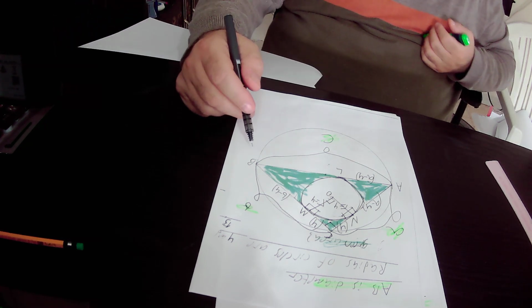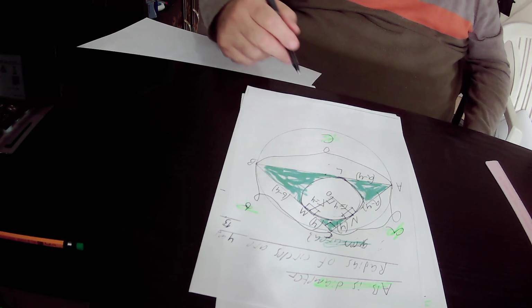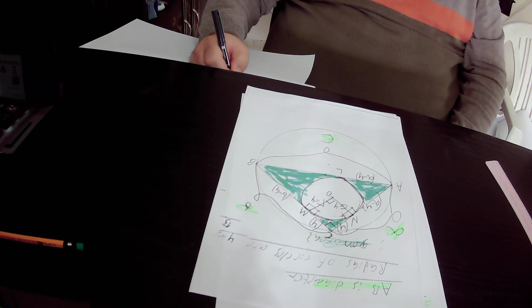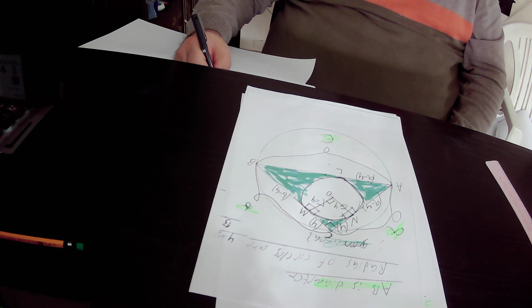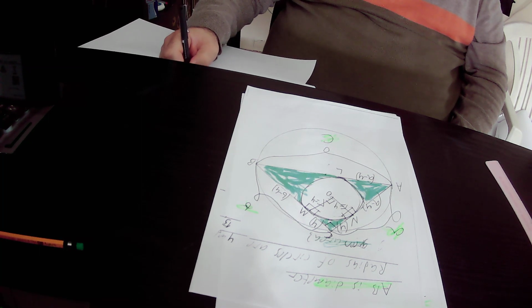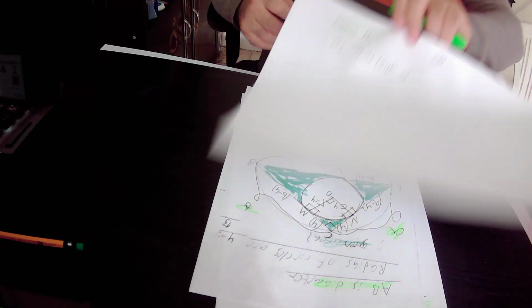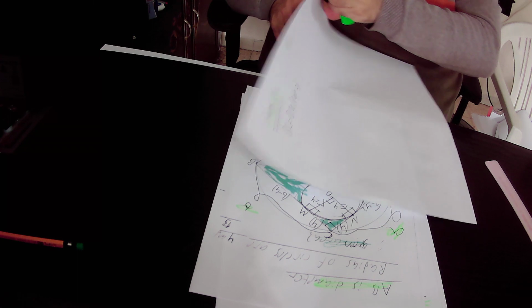So the common external point B, we have two tangents to the circle. The first tangent is tangent BN, and the second tangent is tangent BM. And according to rule number 2, the lengths of those two tangents are equal to each other. That is to say, BN equals BM according to rule number 2.